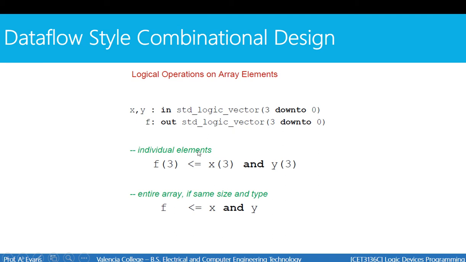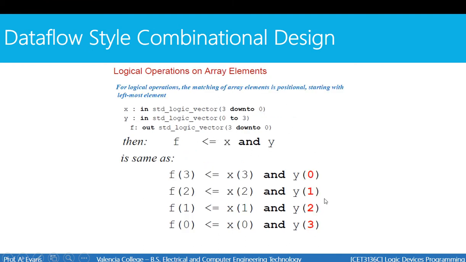So within an array, we can do a logic operation on an individual element. Let's say I want to take X3 and AND it with Y3. I can do that and store that in F3. Now I don't have to use cell 3. I could pick any one of the elements within the array, any one of the indices within the array, or I can AND two arrays together. I can say X and Y only if those two arrays are the same size and the same type. So if you try to perform an operation like this and you don't have X and Y defined as the same size and the same type, you will get an error.